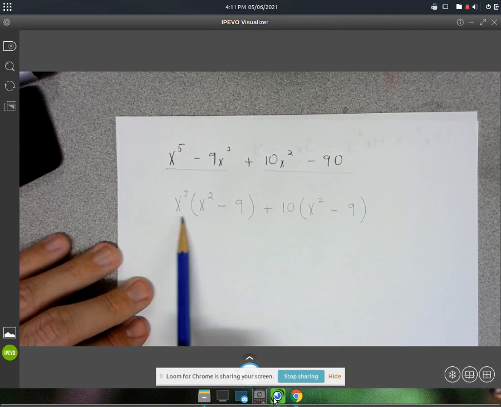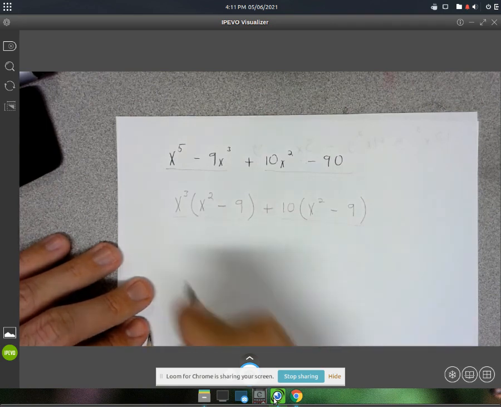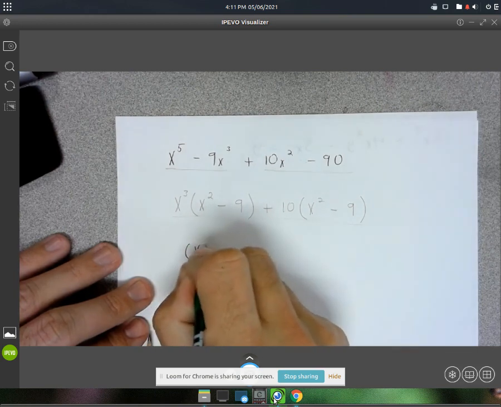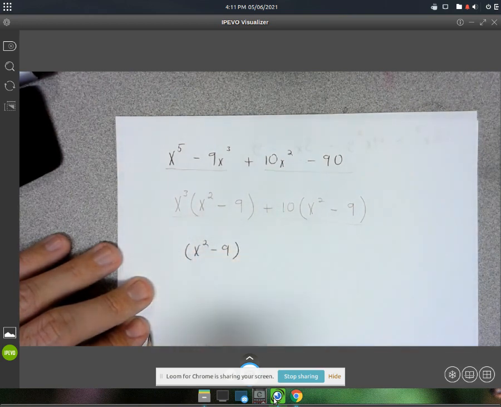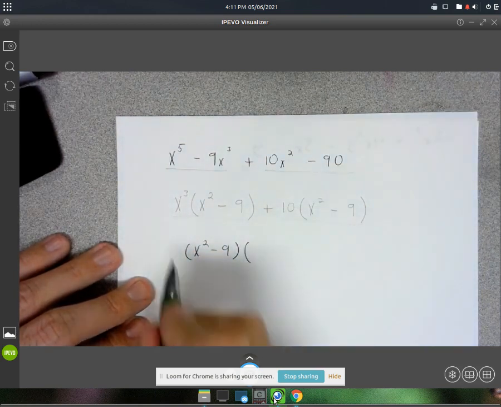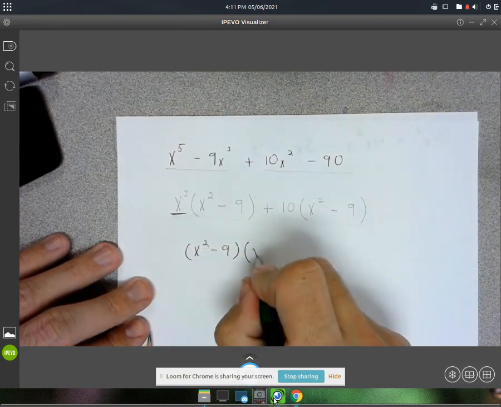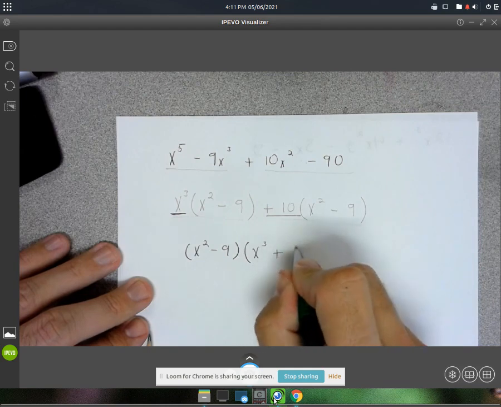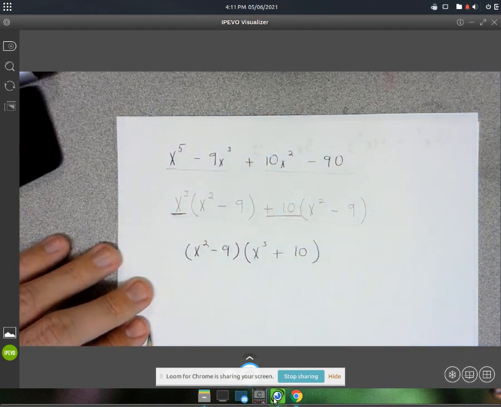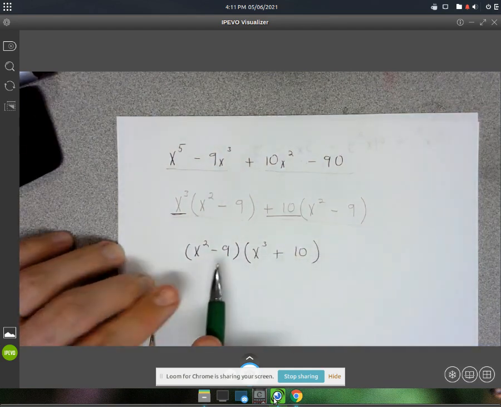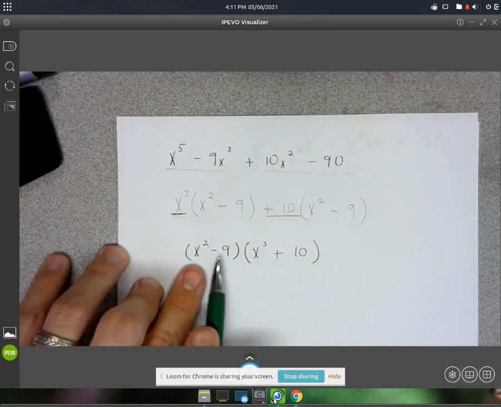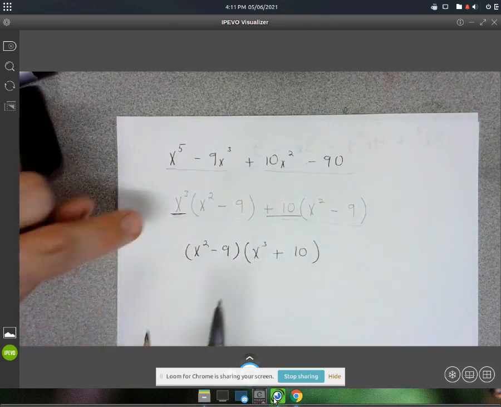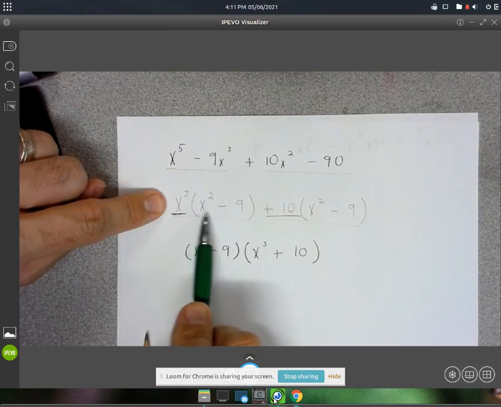Nice. All right. Both halves have an x squared minus 9, so that'll be what I factor out. They both got an x squared minus 9. And then x cubed and plus 10, that'll be my remaining pieces, right? So it's x squared minus 9 times x cubed will give you x cubed times x squared minus 9.